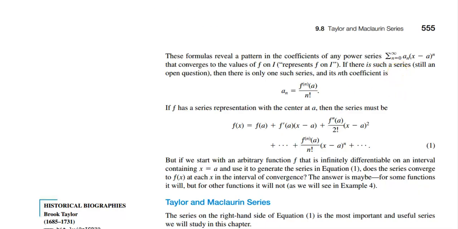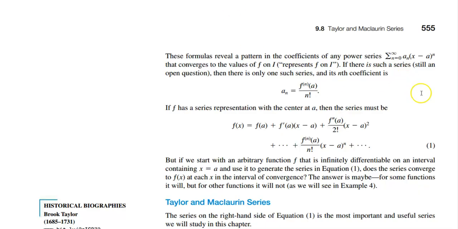If there is such a series, which is still an open question, then there is only one such series, and its nth coefficient is a sub n equals the nth derivative of f at a over n factorial. If f has a series representation with the center at a, then the series has to be f of x equals f of a plus f prime of a times x minus a plus f double prime of a over 2 factorial times x minus a squared plus, up to the nth derivative of f at a over n factorial times x minus a to the nth, and so on and so forth.